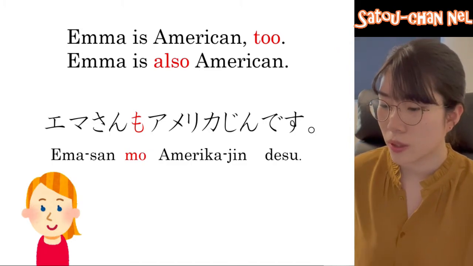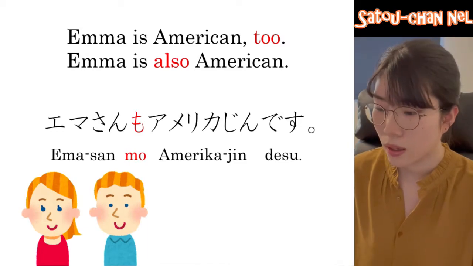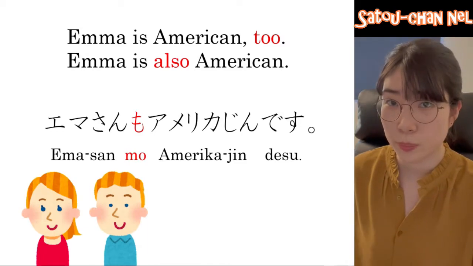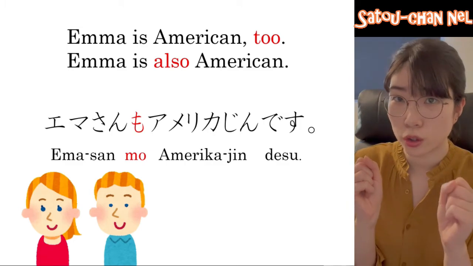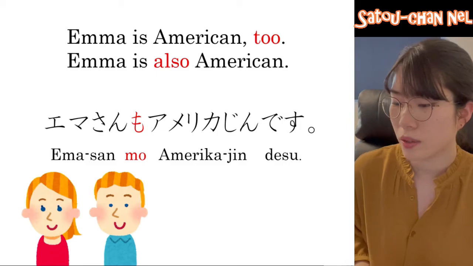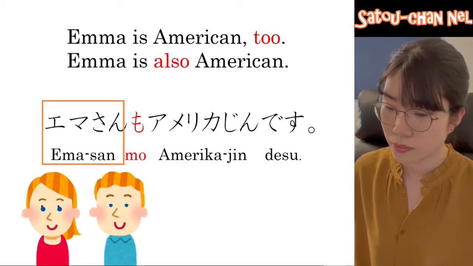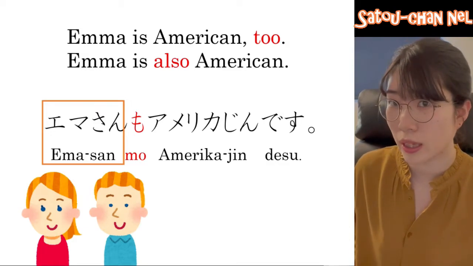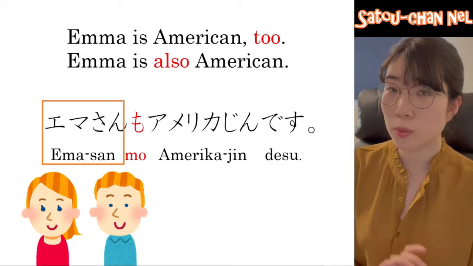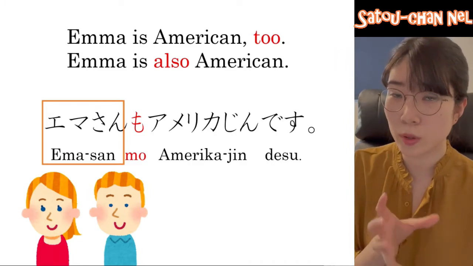So we already mentioned John-san. He's American. And Emma-san is American too. Emma-san and John-san, both of them are American. In this sentence, particle も has to be placed after Emma-san, who is just like John-san. So please put particle も just after the likewise item or person.